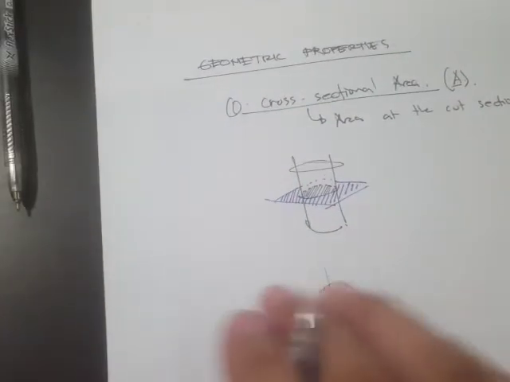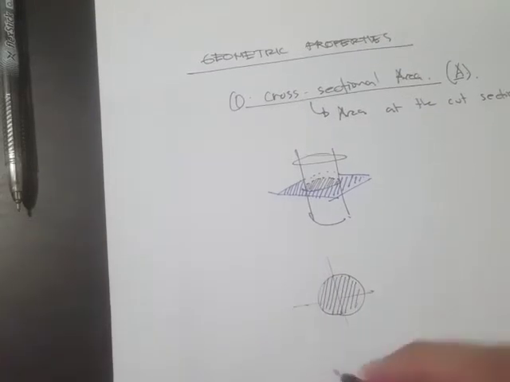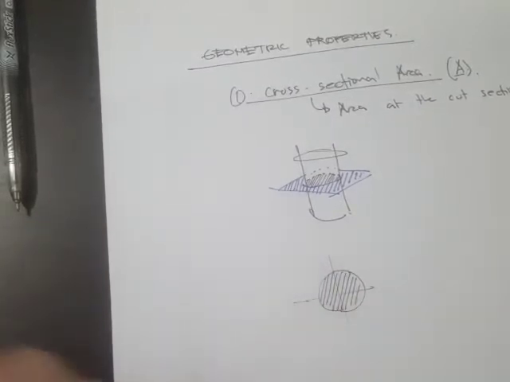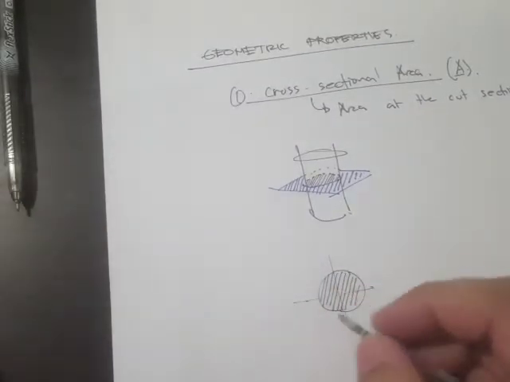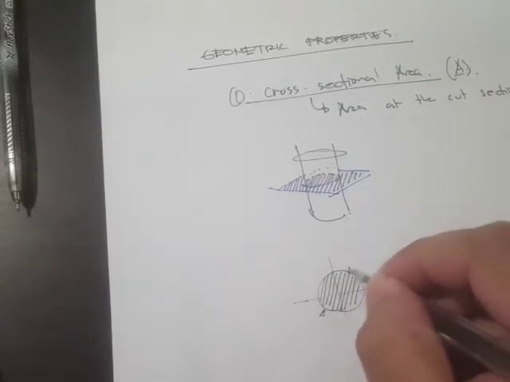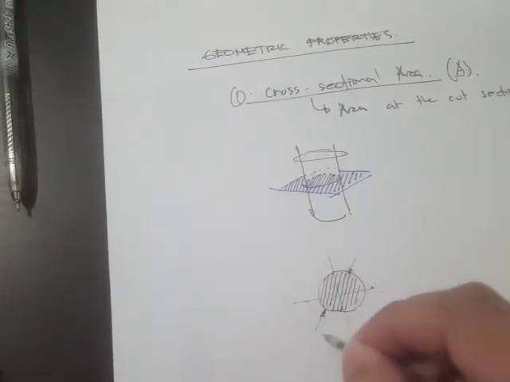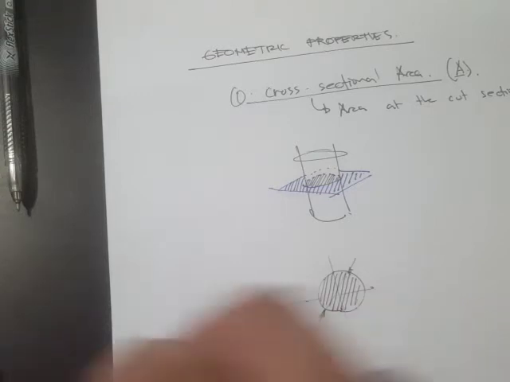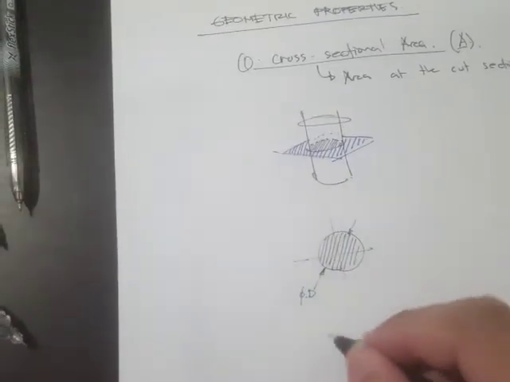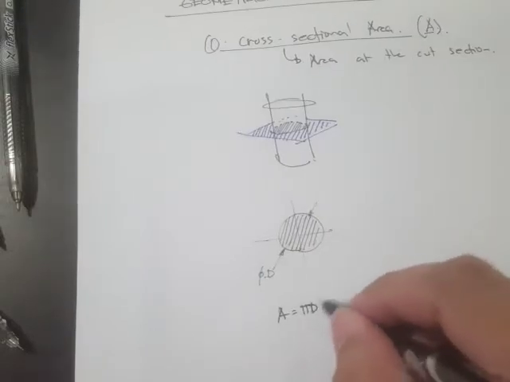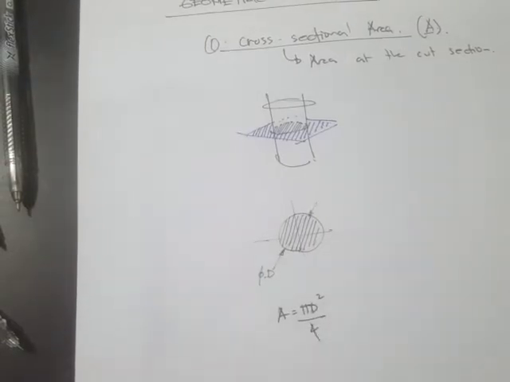So for a circle, the area is simply, if this is the diameter D, then A is equal to pi D squared all over 4.